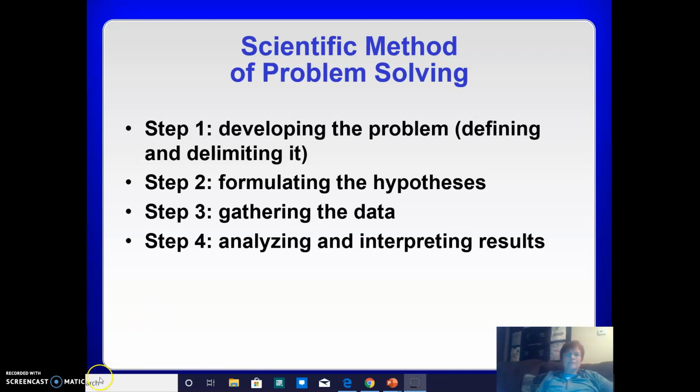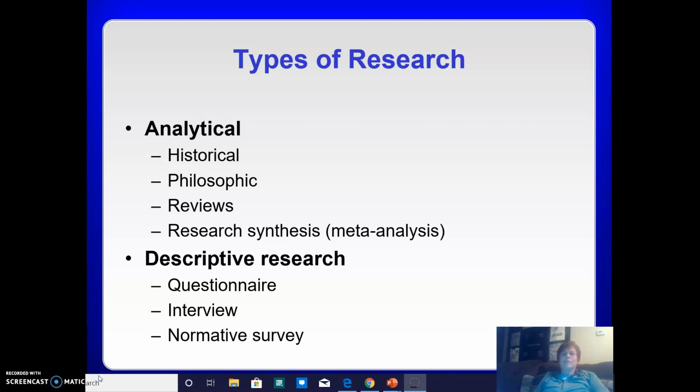As we talk about research, there will be various types of research that you'll read. About a third of our textbook talks in detail about these different approaches to research. The focus of this class will not be all these types of research, but you should be familiar with them. Analytical research includes historical research, research reviews, and meta-analysis reports, which often will take an area of research, gather all the studies in that area, and do a statistical analysis. That would be called a meta-analysis study.